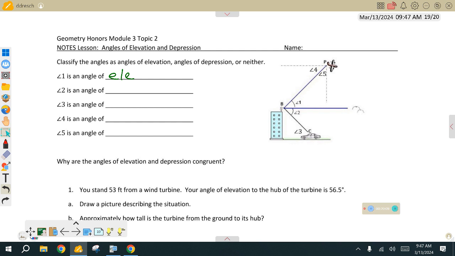Angle 2, where's angle 2 at? Okay, you're still back, reset yourself. You're standing at the top of the building, reset myself. What catches your eye now? The car. You look down.